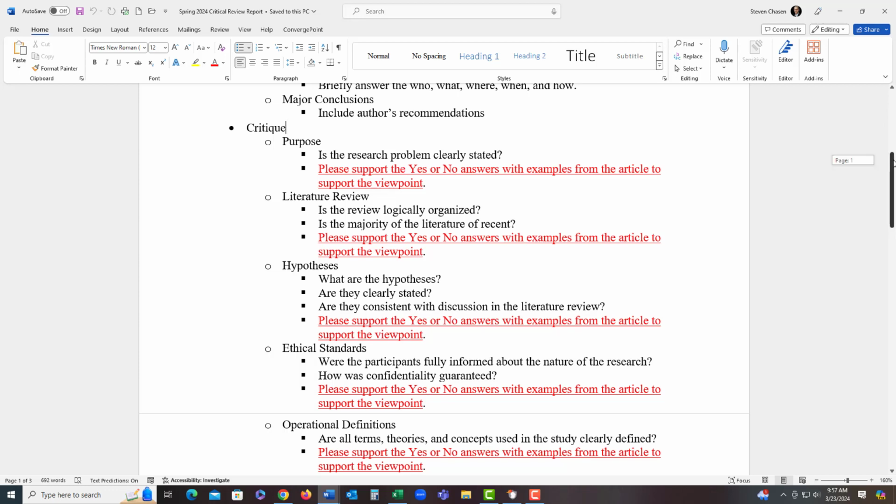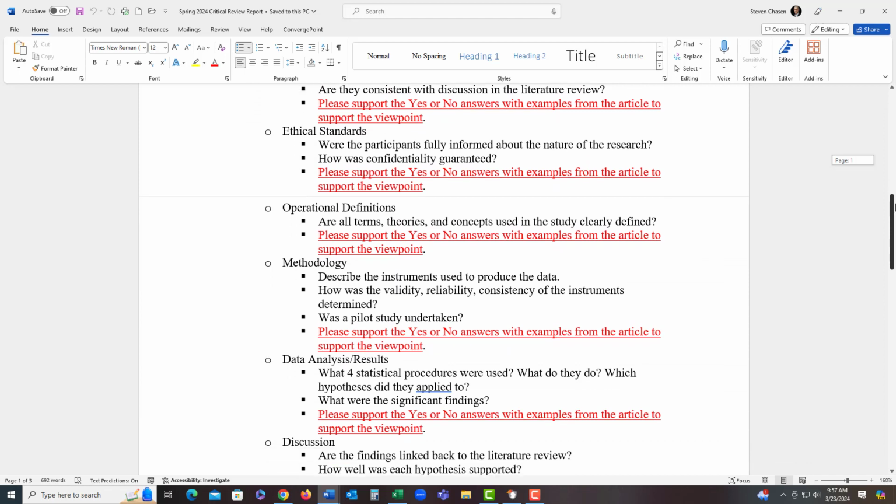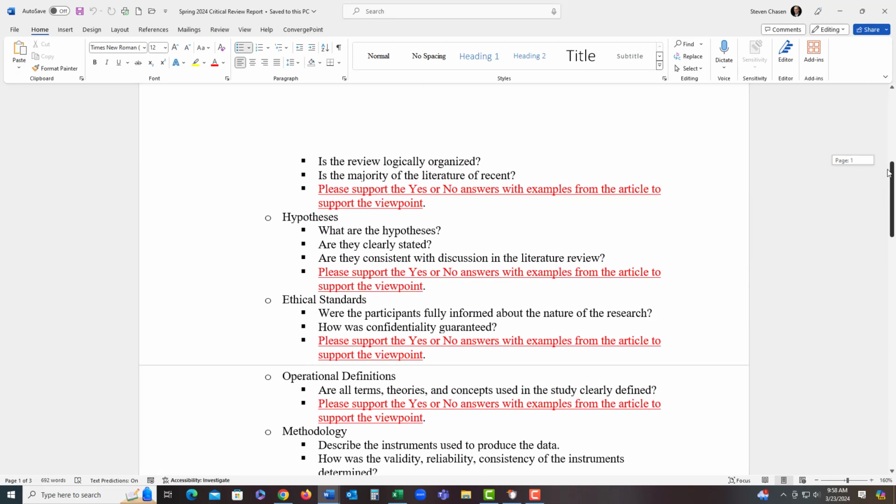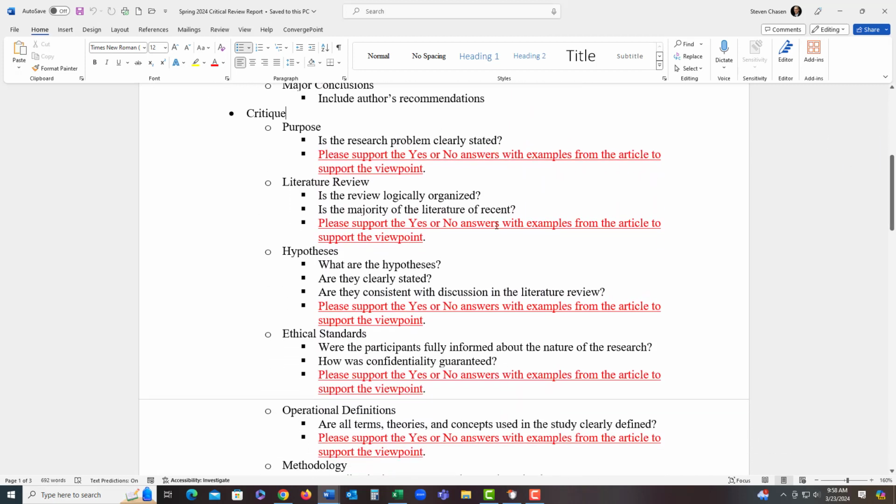And these are the various sections that you will find within the article that you must discuss. And again, these are basically just yes and no questions, you just can't write yes. You've got to support it with examples from the article.